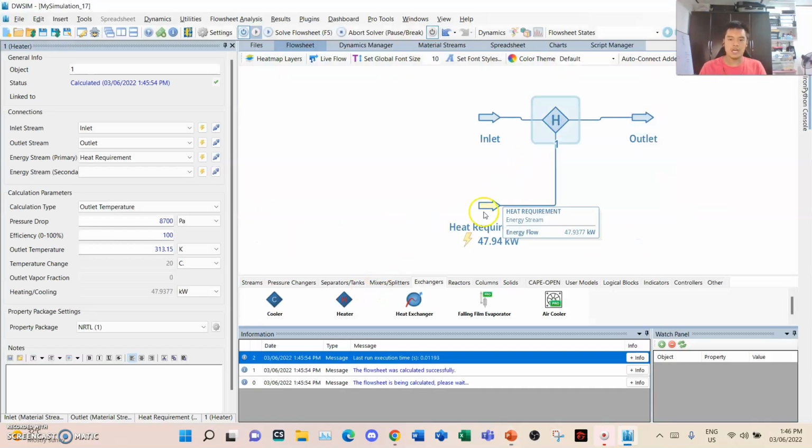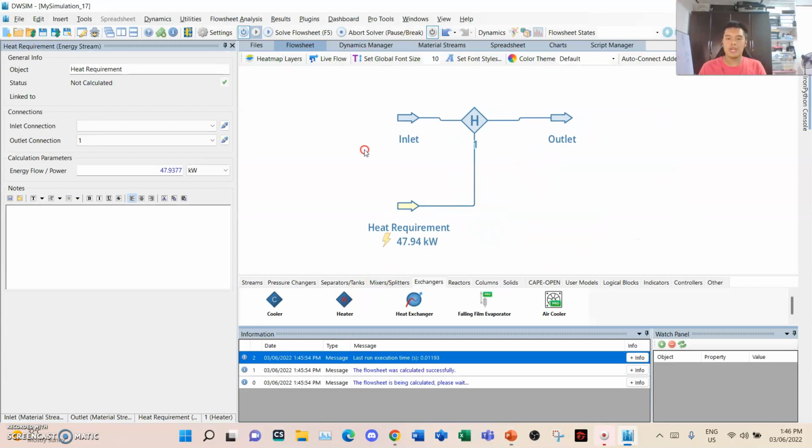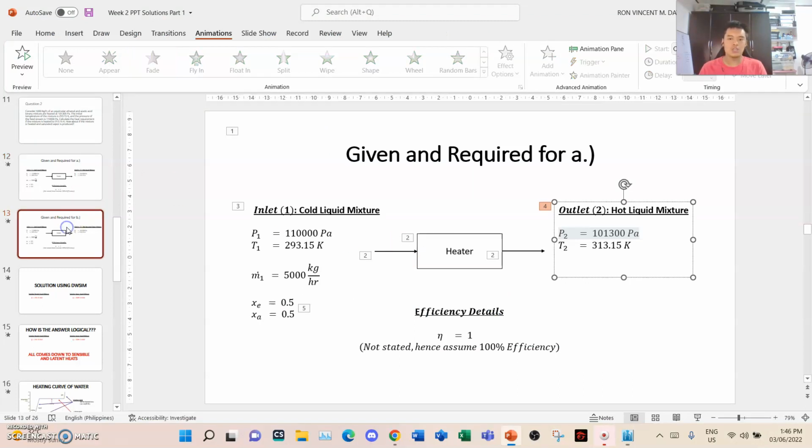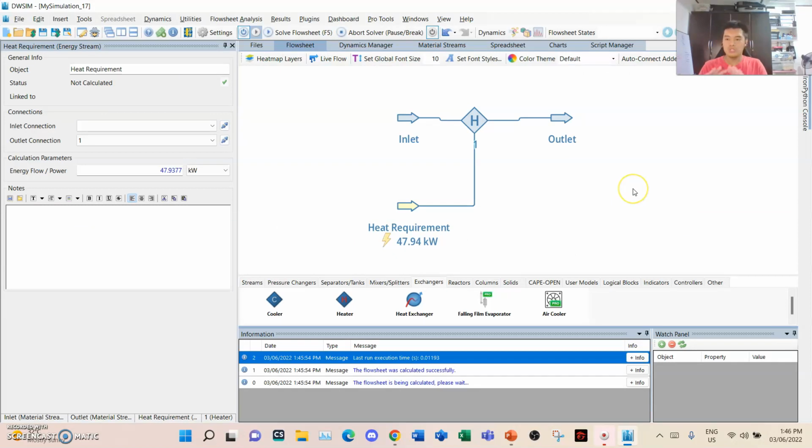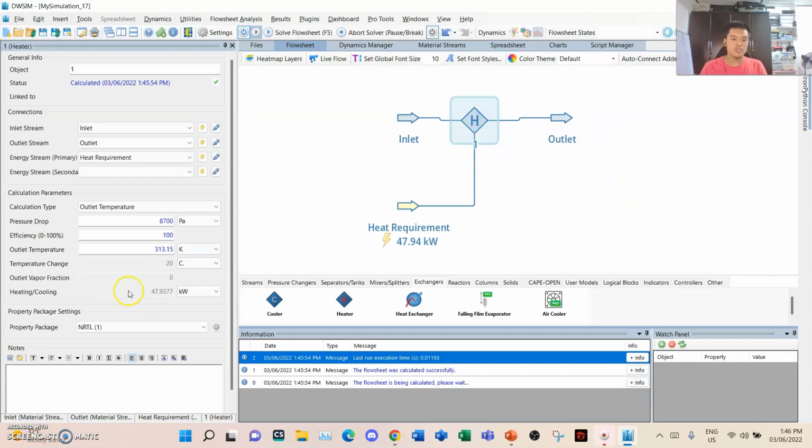Everything is set. Then our heat requirement for liquid heating is 47.94 kilowatts. How about the second question? If the outlet is a hot saturated vapor mixture, we don't need to change that much because we just need to go back to the heater. And do you see this? This is the outlet vapor fraction.